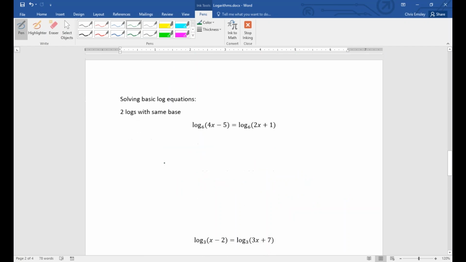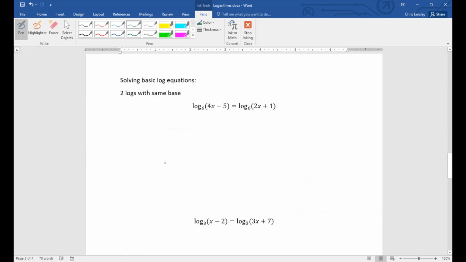And we can also solve a couple types of equations with just our starting properties of logarithms. The first type of equation we might see is if we have 2 logs and they each have the same base. So notice that both of these on either side of the equation are log base 6. Because a logarithm is a one-to-one function, we can just take the arguments of the log and set them equal to each other.